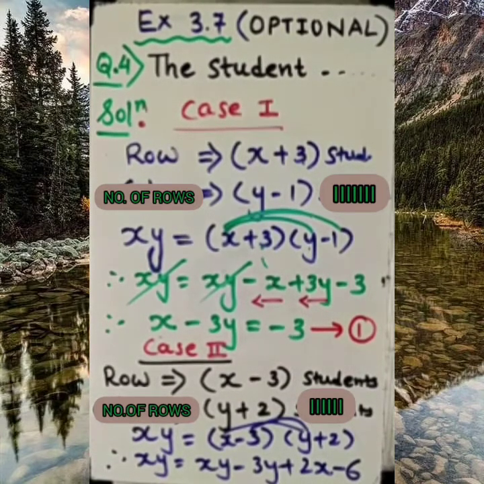Now if I simplify it a little bit more, then xy will be cancelled from both the sides. Let's see what is left. Which two equations we will have finally with us. Let's work out.